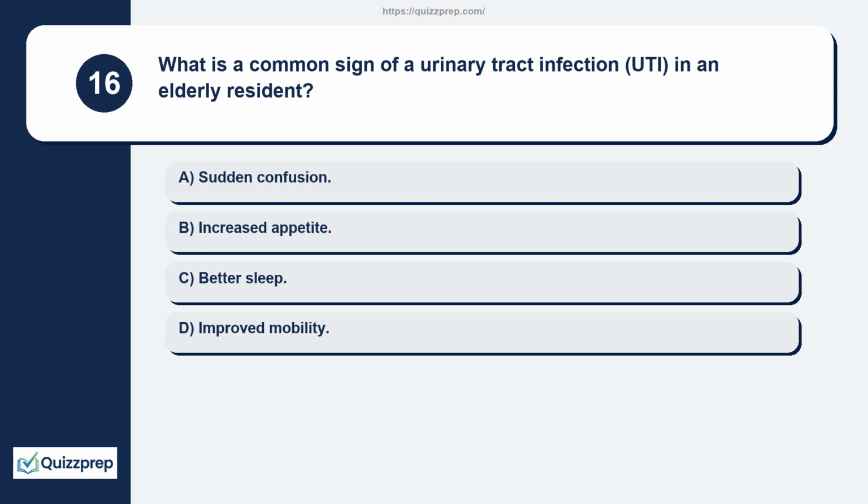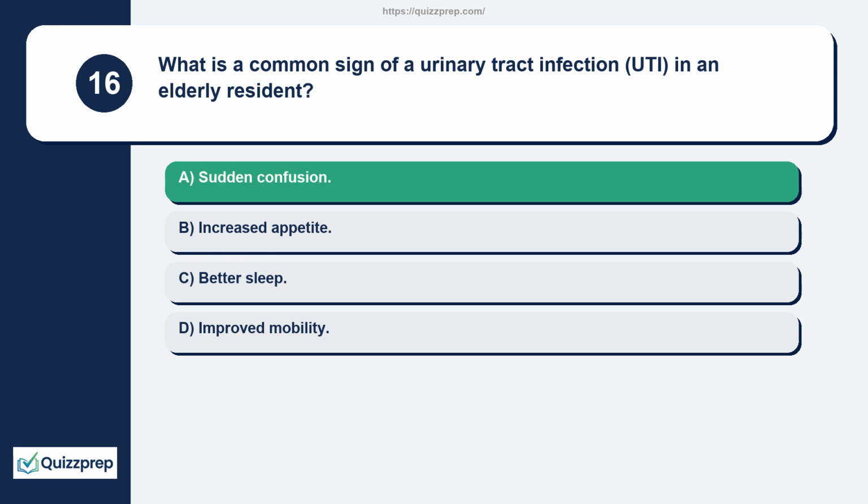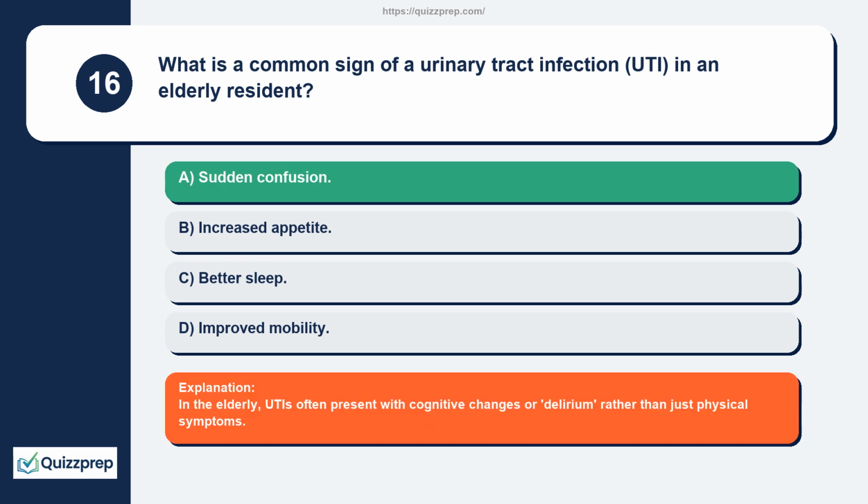Question 16. What is a common sign of a urinary tract infection, UTI, in an elderly resident? Sudden confusion, increased appetite, better sleep, improved mobility. In the elderly, UTI often presents with cognitive changes or delirium rather than just physical symptoms.